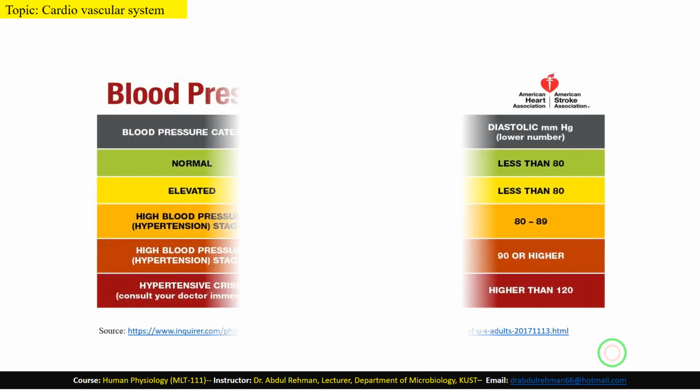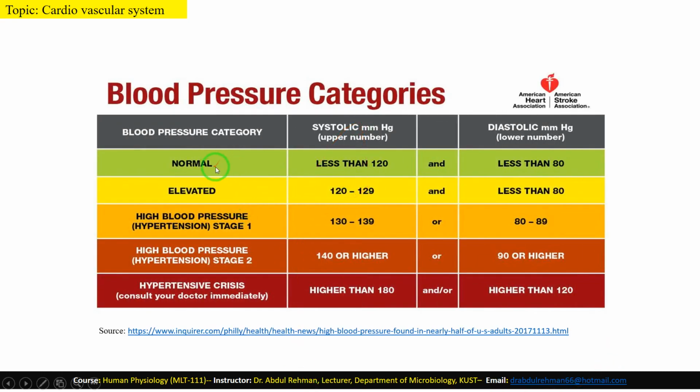There are different categories of blood pressure. In the normal state, the systolic pressure lies in the range of 120, while diastolic pressure is less than 80 millimeters of Hg. A slight elevation indicates that the systolic pressure has risen to 120 to 129, while the diastolic should be less than 80 millimeters of Hg. Stage 1 high blood pressure is where the systolic blood pressure rises to 130 to 139, and diastolic pressure is in the range of 80 to 89.